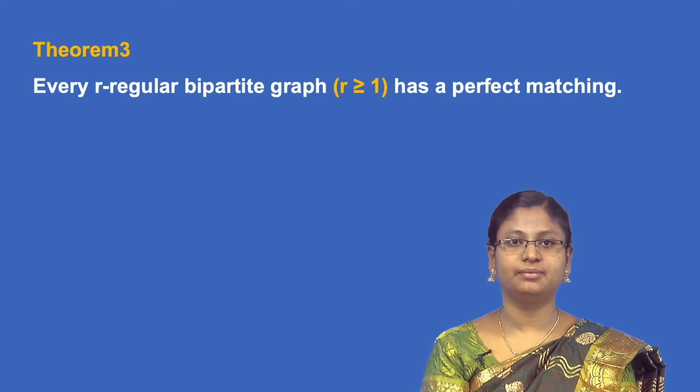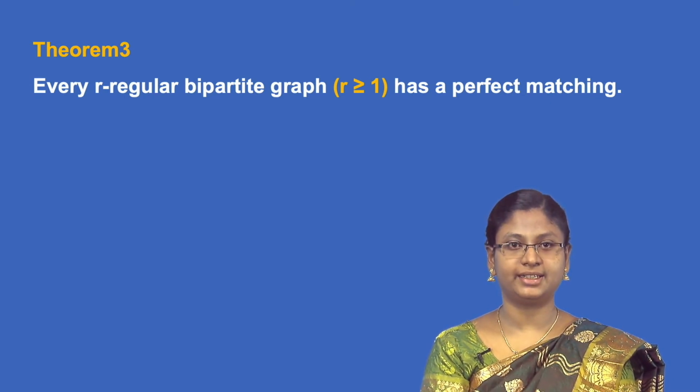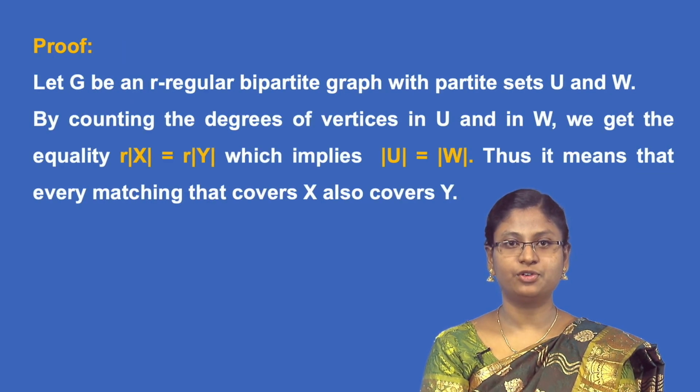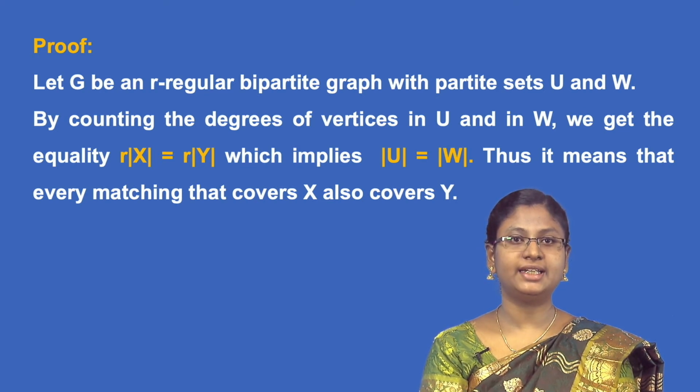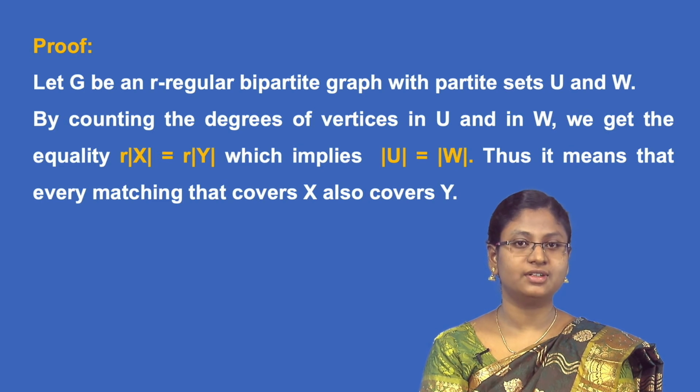Let us see another theorem. The statement goes like this: every r-regular bipartite graph, where r is greater than or equal to 1, has a perfect matching. We shall see the proof now. Let G be an r-regular bipartite graph with partite sets U and W. By counting the degrees of vertices in U and in W, we get the equation r times cardinality of U is the same as r times cardinality of W, which implies cardinality of U is equal to cardinality of W. Thus, it means that every matching that covers U also covers W.